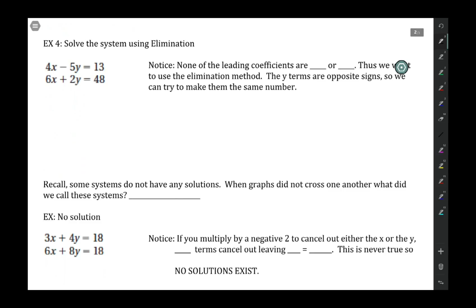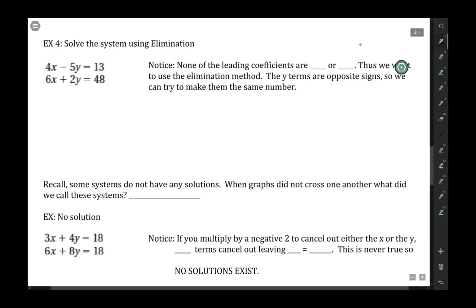That's the terminator. Okay, so notice, none of our leading coefficients are opposite or anything like that. So none of the coefficients are 1 or -1. So we want to think about the elimination. And also, we don't have anything that's really nice and opposite of one another. 4 and 6 aren't related. 5 and 2 aren't related. So we actually have to multiply both equations to try and make them opposites.